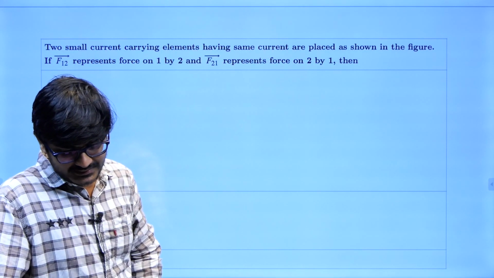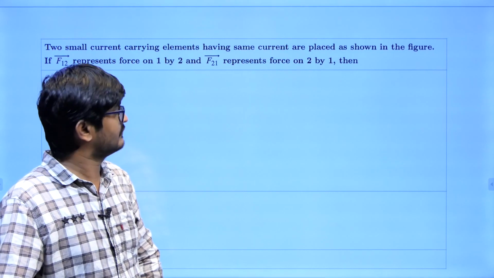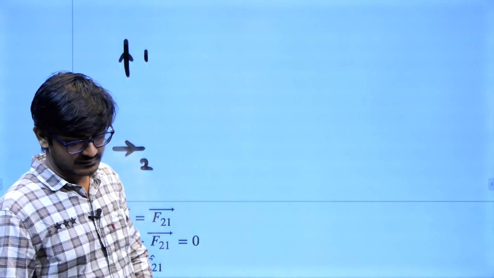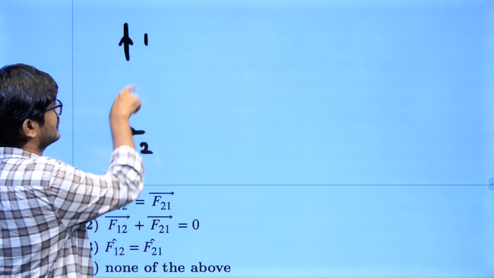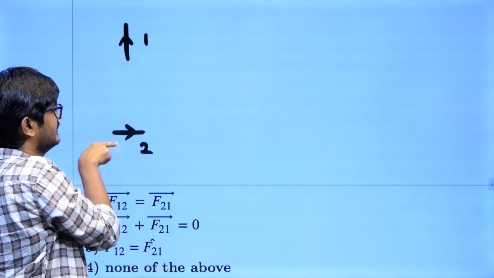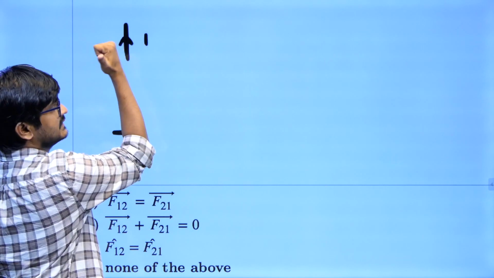Two small current carrying elements are placed as shown. You need to find the forces between them. If I want to find the force on this one, I need to find the field because of this one here. Direction wise, it will be in this direction.